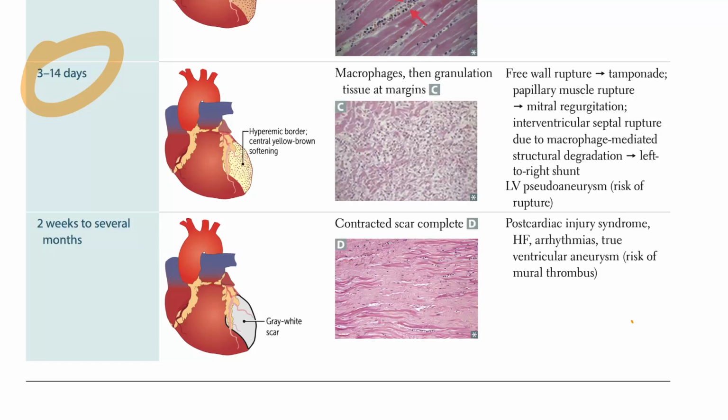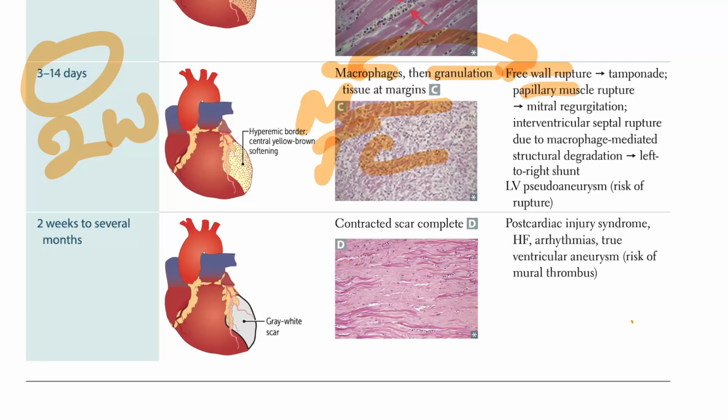With 3 to 14 days, about 2 weeks now in MI, we're looking at macrophages, granulation tissue, neovascularization, fibroblasts, collagen deposition. We're looking at all sorts of remodeling, collagen remodeling to form a scar. And with the macrophages, you're looking at the rupture also, like free wall rupture, papillary muscle rupture, interventricular septal rupture, and pseudoaneurysm formation.